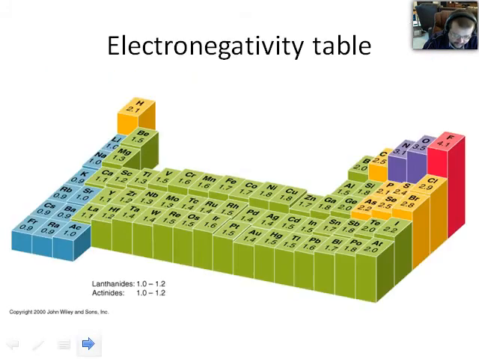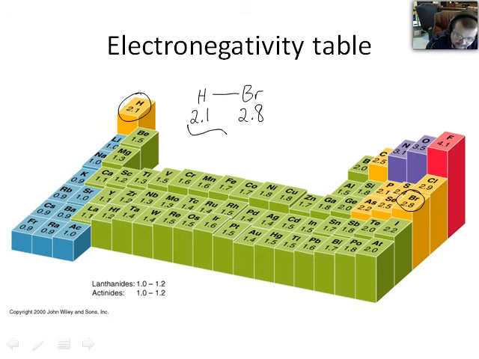So let's look at an example. We said in a previous example that HBr gave us a polar bond. Let's look at their values. H is 2.1 and Br is on the right hand side of the table at 2.8. The way we classify the bond is to take the difference, 2.8 minus 2.1, and always take the difference so that you end up getting a positive number. The difference here is 0.7.